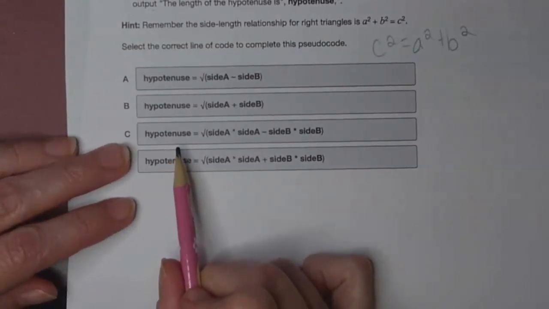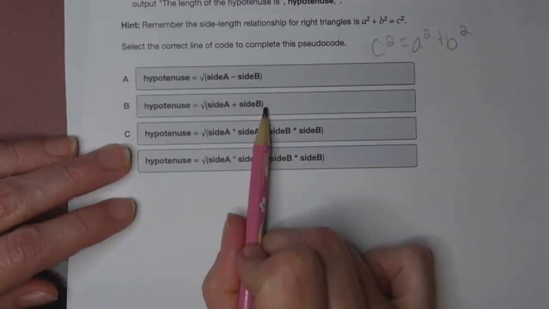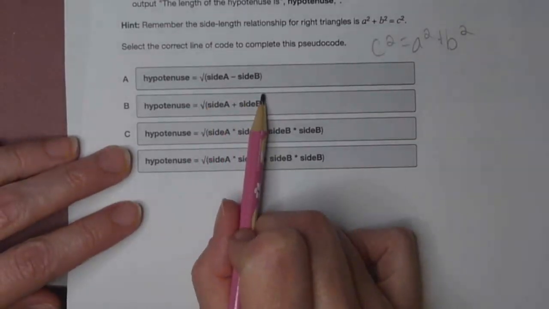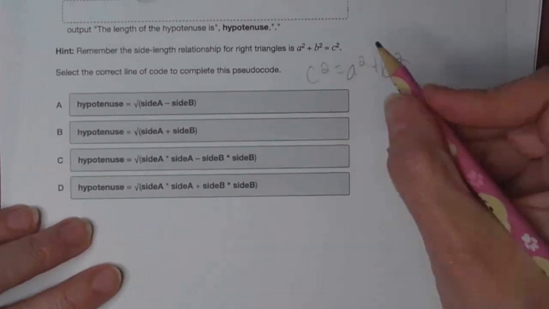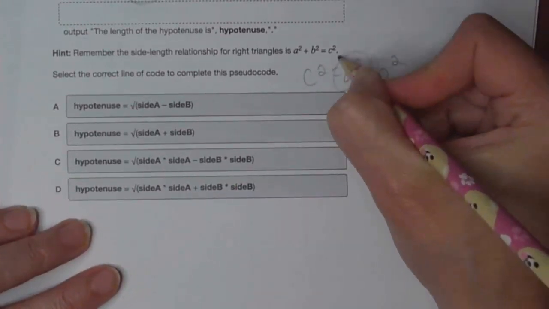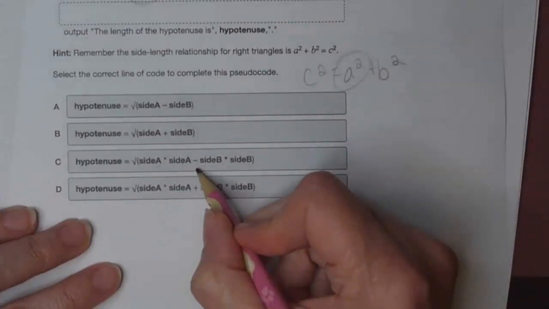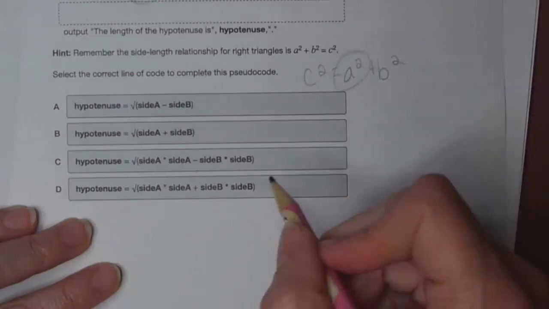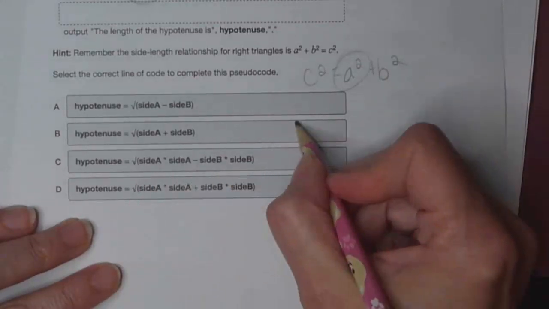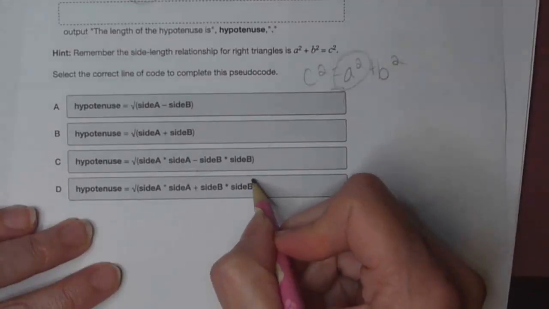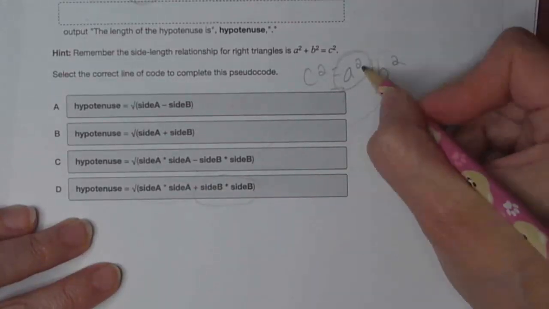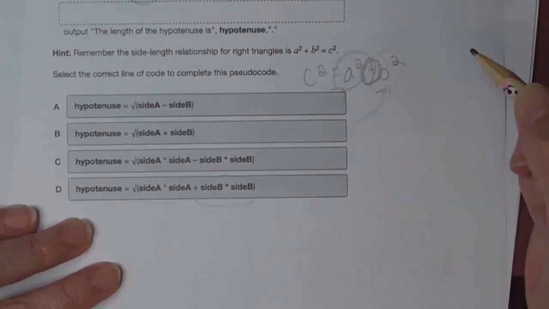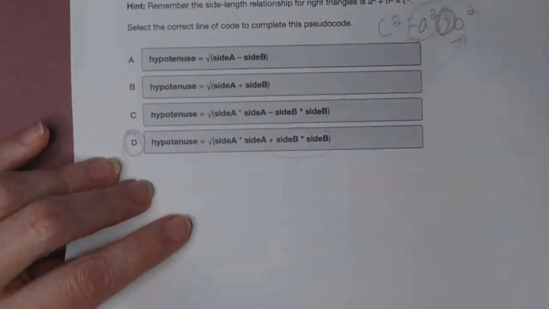Is the hypotenuse side A plus side B? No. The square root of it? No. Is it side A times side A? Oh, so that's kind of like side A times side A minus? No, of course not. Aha! It's side A times side A, which is basically like saying A squared, and side B times side B, which is basically like saying B squared, right? Added together. So it's definitely going to be D.